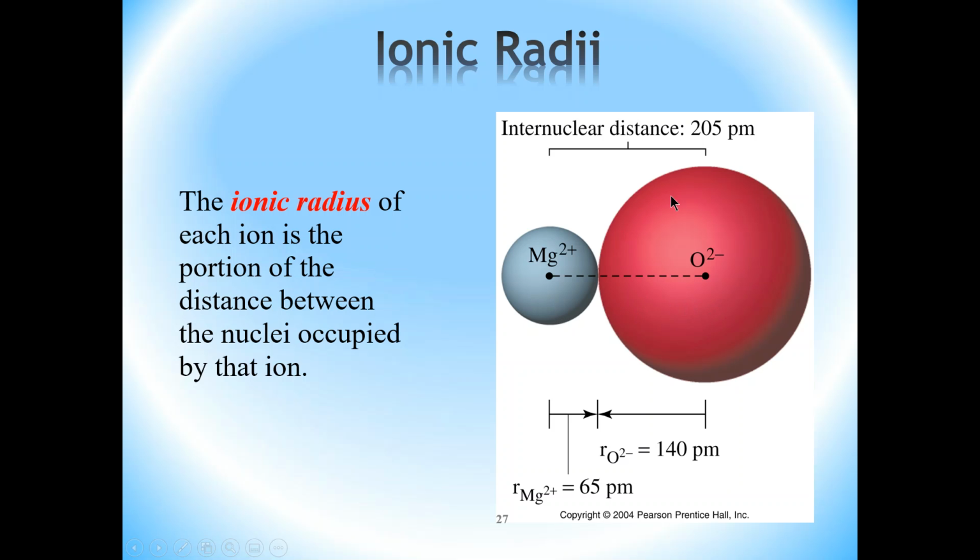So the internuclear distance between the magnesium and the oxide ion is 205 picometers. The portion of that distance that the magnesium is responsible for is 65 picometers, and the rest for the oxide would be 140 picometers. So that's basically how the ionic sizes are determined.